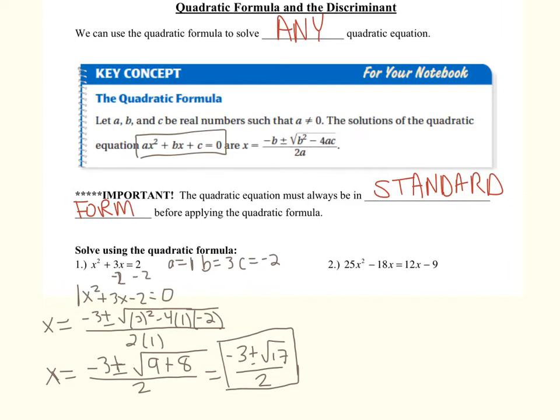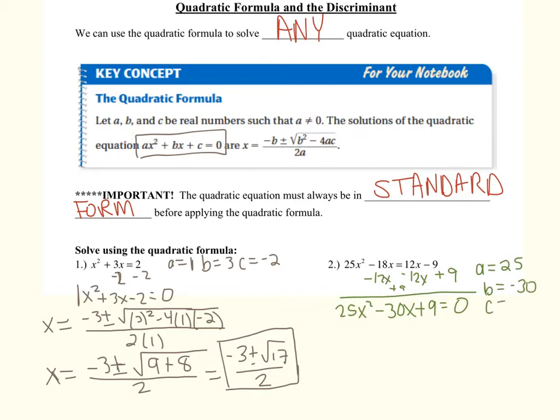Okay, so number 2, once again, we have to get it into standard form. So I need to subtract the 12x and add the 9 so that all my terms are together on one side. 25x squared minus 30x plus 9 equals 0. And now I can identify: a equals 25, b equals negative 30, and the constant equals 9.